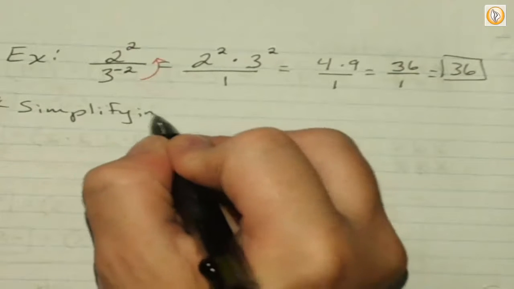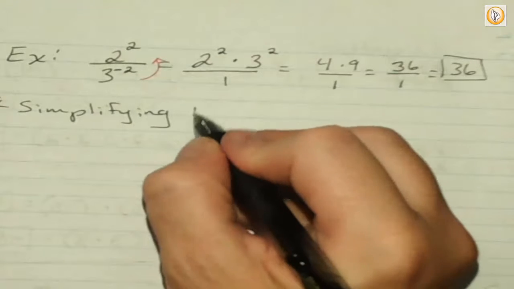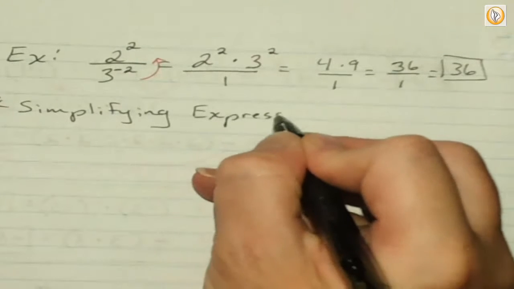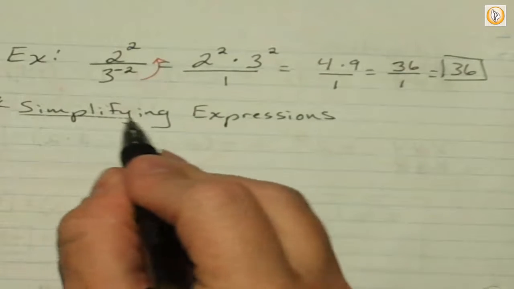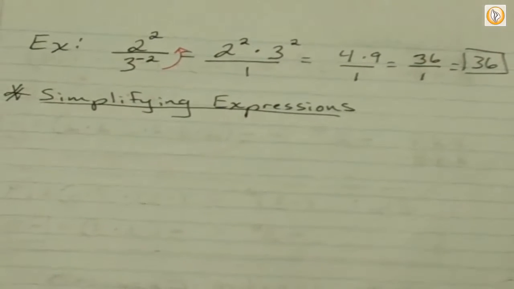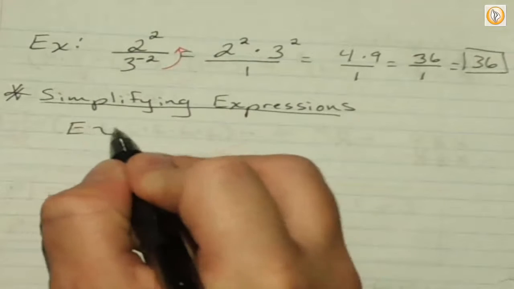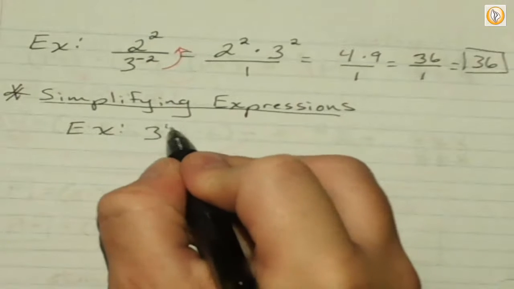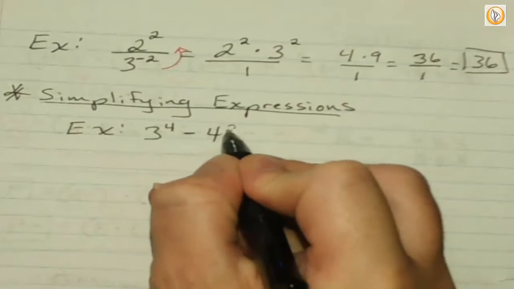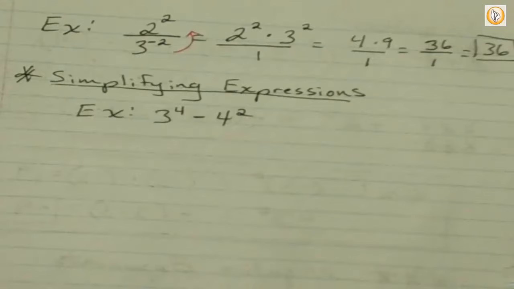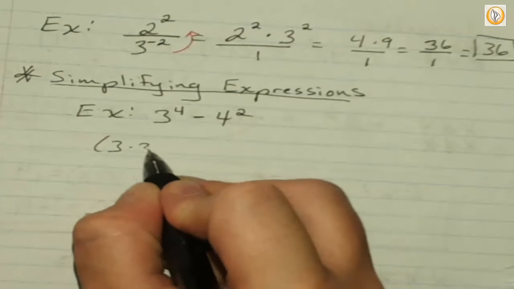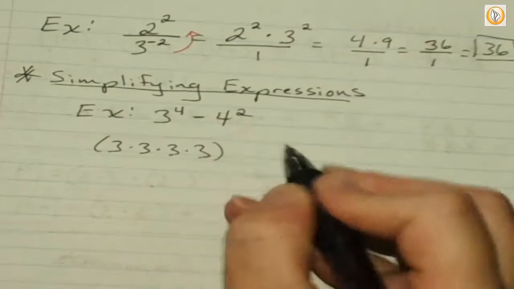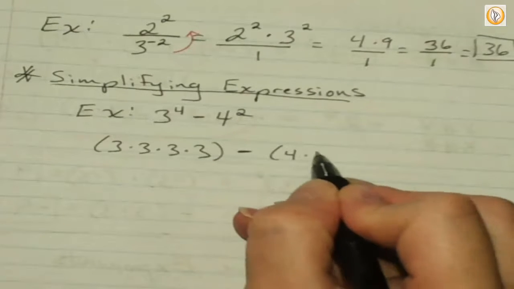Simplifying expressions. Oh, goodness. Example. What if I have 3 to the power of 4 minus 4 to the power of 2? All we're doing here is simplifying. This would be 3 times 3 times 3 times 3 minus 4 times 4.